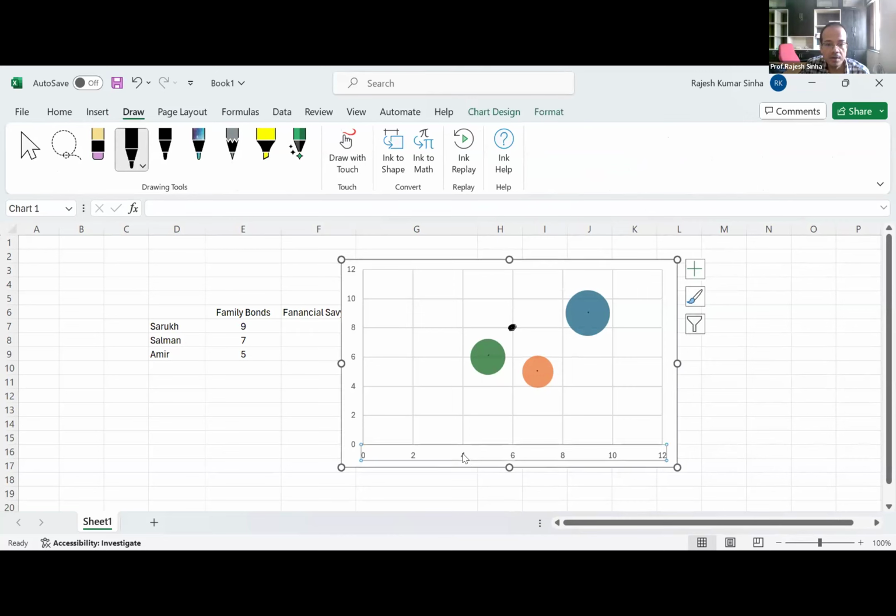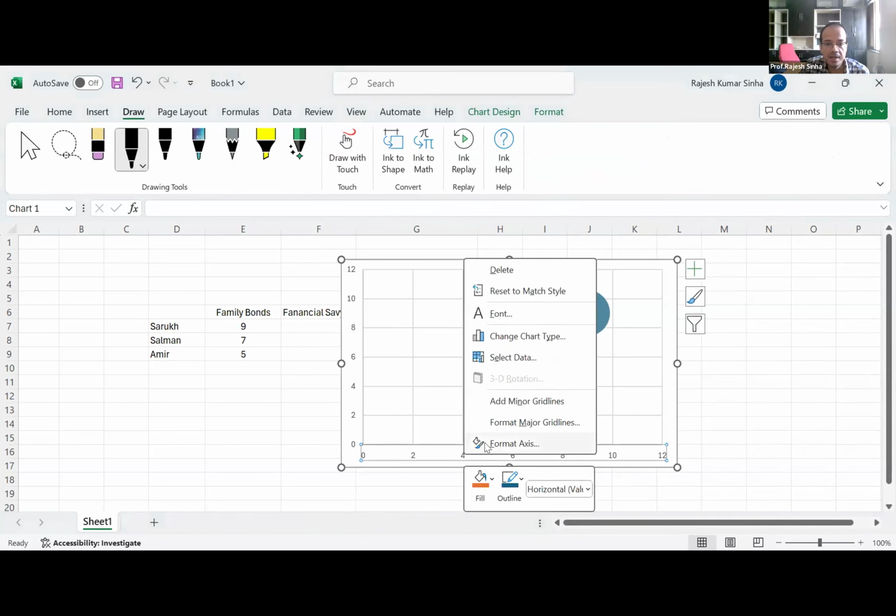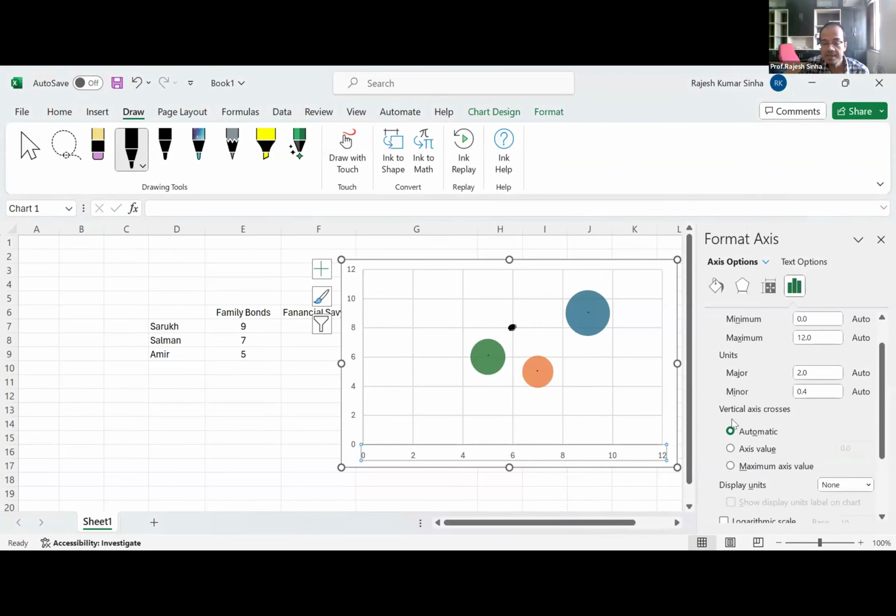Right now, I'm clicking on the x-axis. Right click, and then it will ask me for Format Axis. This is a simple thing. In Format Axis, what will be mentioned? Vertical axis crosses. So this y-axis will be crossing at 6. So I am clicking on axis value and placing 6 over here, and I am just clicking enter. So my axis came in the middle.